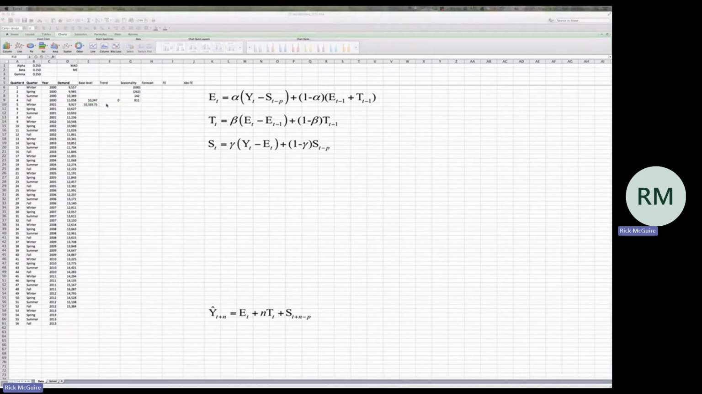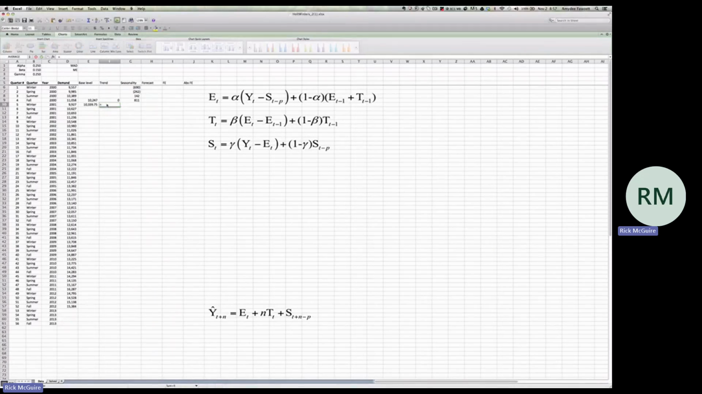Now we'll implement similar calculations for the trend component, that is beta times. Now one way of estimating the trend would be to look at the increase or decrease of the base levels. In this case, we're looking at an increase, of course. So E sub t minus E sub t minus 1. That's one way of estimating the trend. The other way, of course, would simply be to apply a weighted factor of 1 minus beta times the prior period trend estimate, T sub t minus 1.